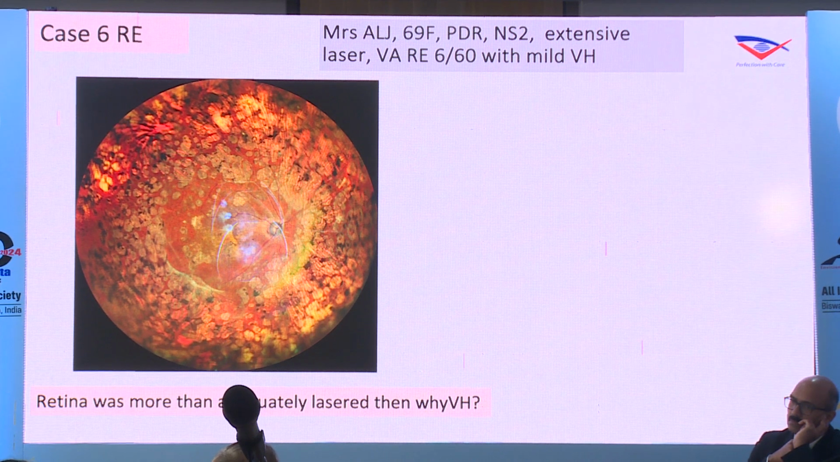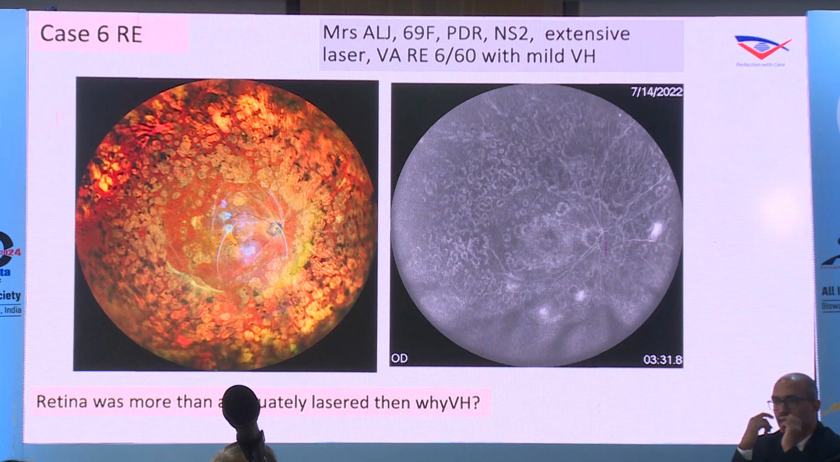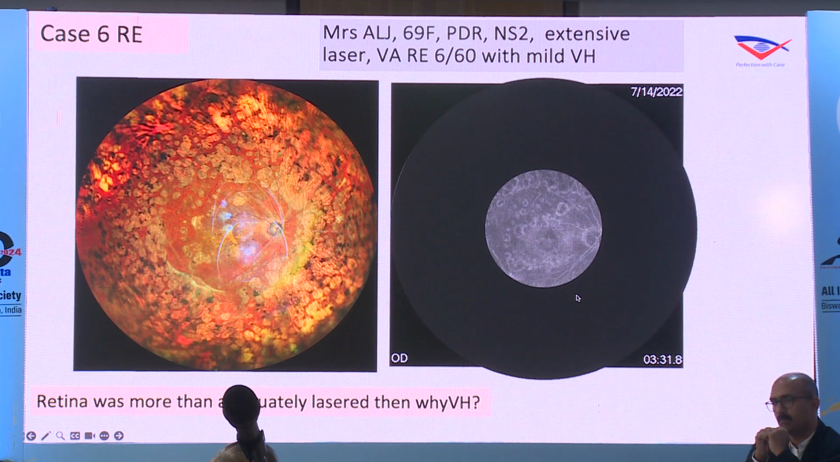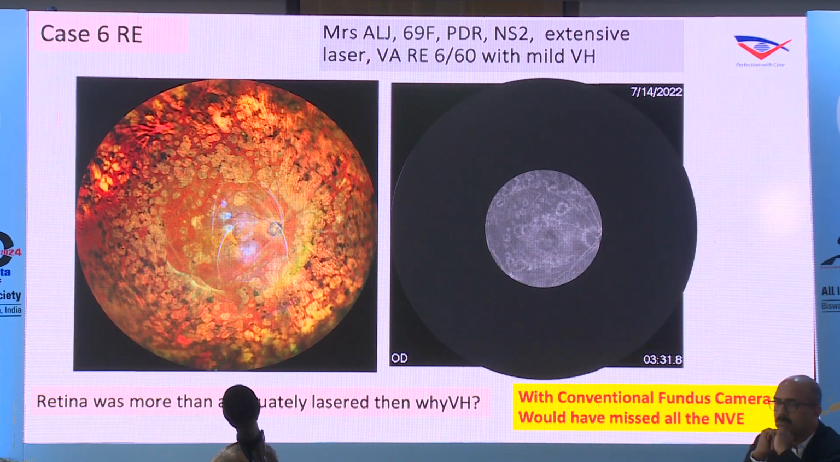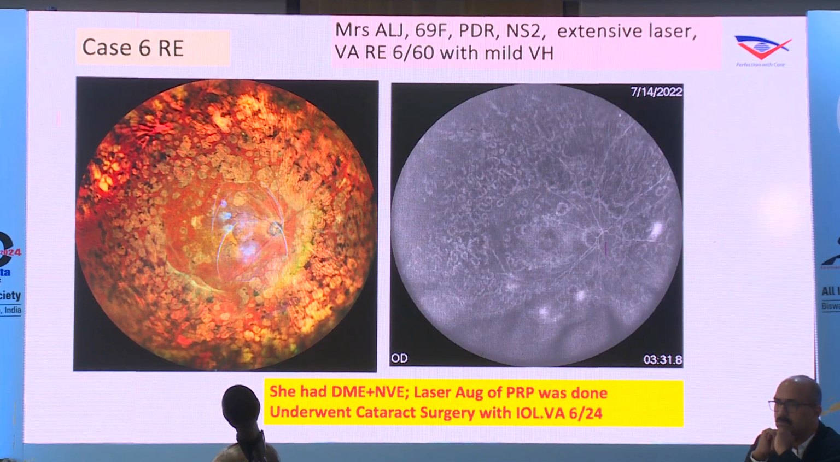Same patient in the other eye, retina was more than adequately lasered. Why is she having a vitreous hemorrhage? Again, we saw peripheral NVE, which I would have definitely missed if I had used a normal fundus camera. So you see, this is what a normal fundus camera would reveal. This is what Mirante would reveal. So we went ahead and lasered it, and this patient is again stable.